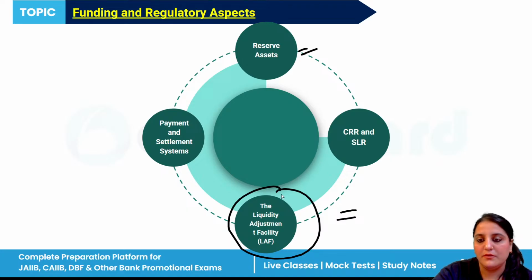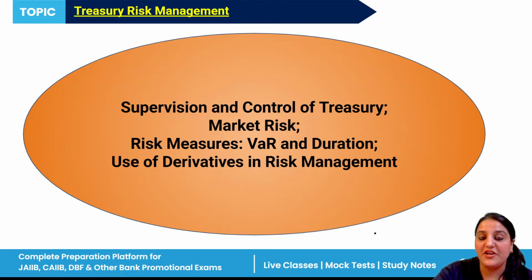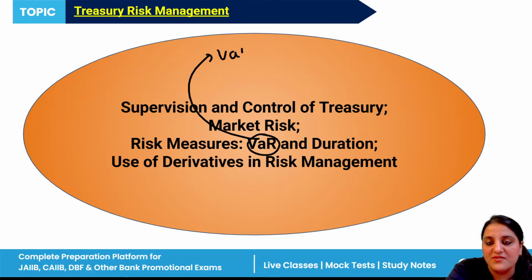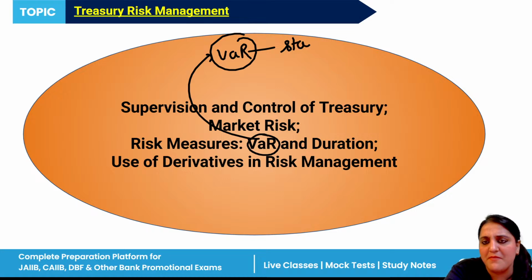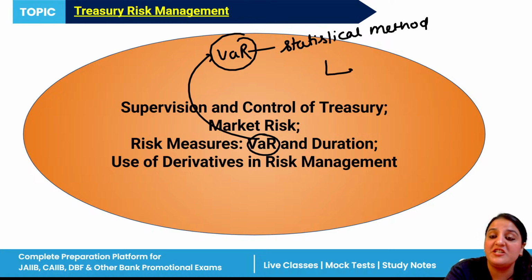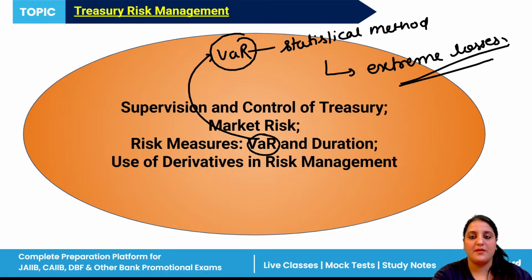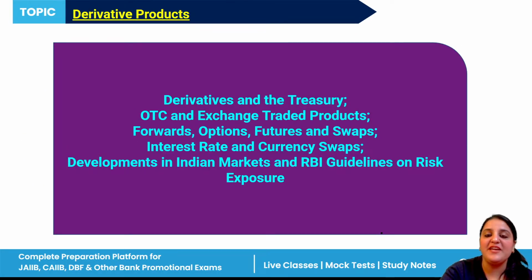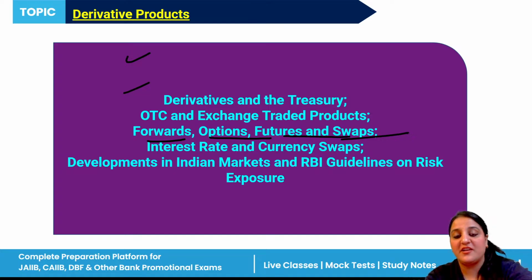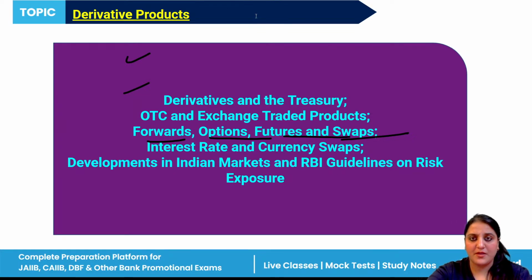Okay, then we have treasury risk management, and in this, very important is value at risk. What is value at risk? This is a statistical method which is used to determine extreme loss situations. That is value at risk. Then we have different derivative products: forward, option, future, swap, interest rate swap, currency swap, most important, right?